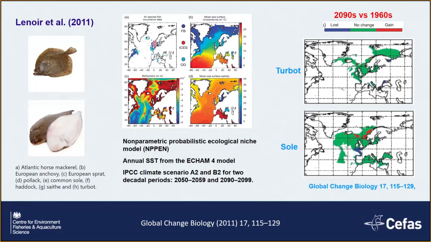This is a similar thing to what Bryony's just described, by Lenoir et al. And they did it for horse mackerel, anchovy, sprat, pollock, sole, haddock, saithe and turbot. It's very similar, that correlative thing. You can see their projections for turbot and sole over on the right there, from the past to the future. The red bits are where their species will increase, the blue bits are where they're going to decrease. It's quite a well-used methodology in Europe.